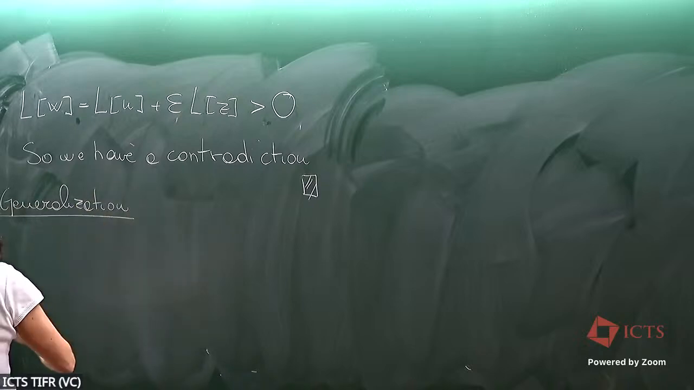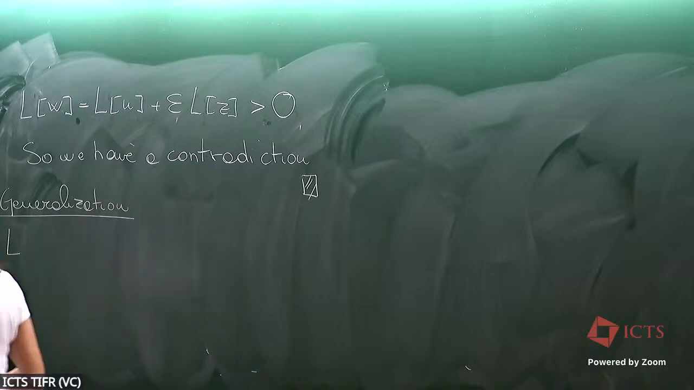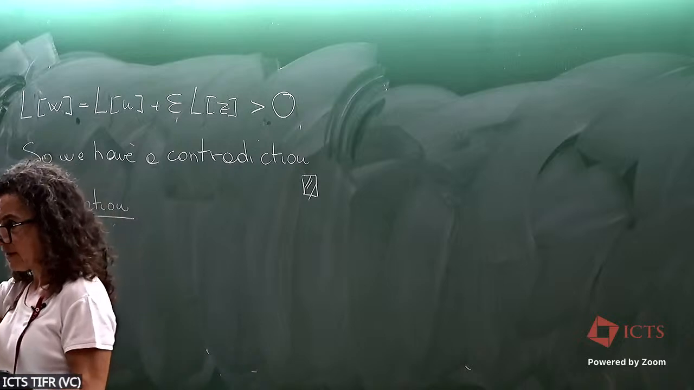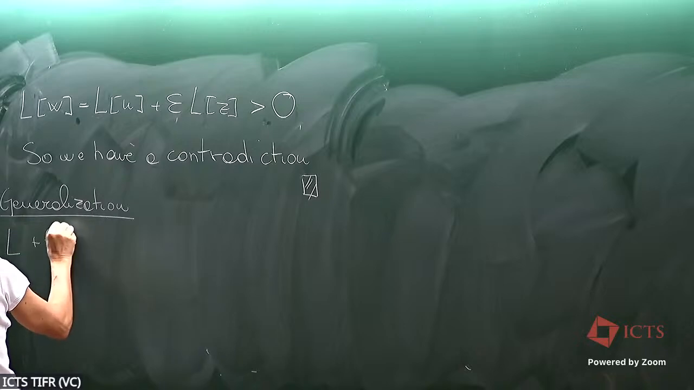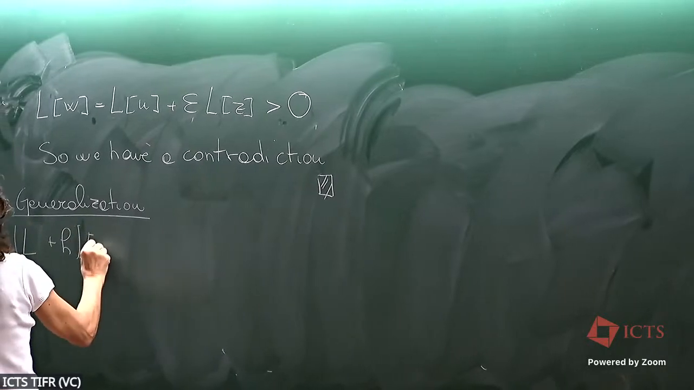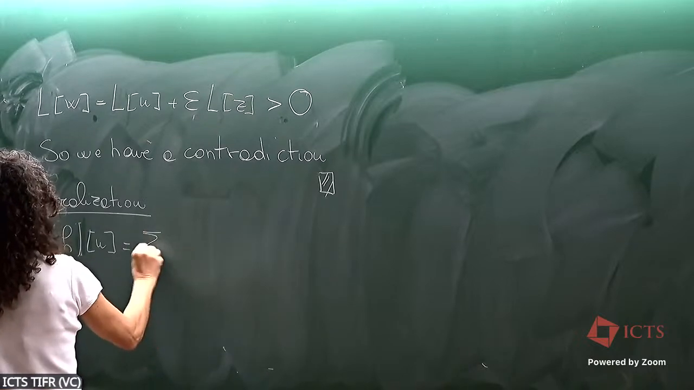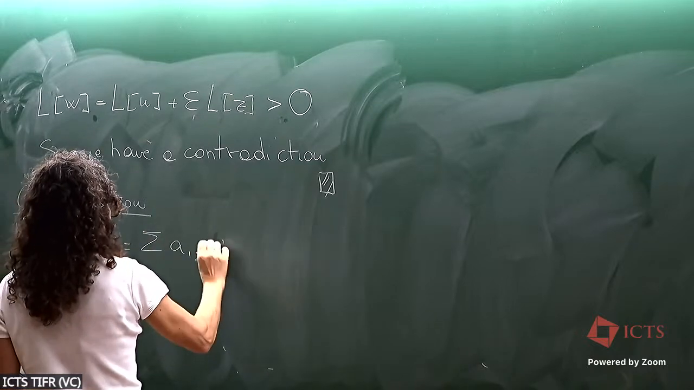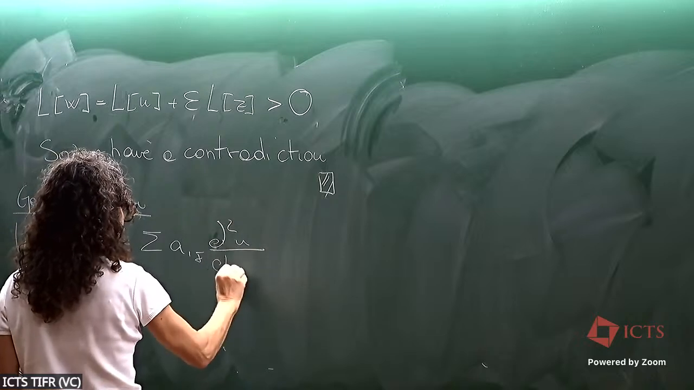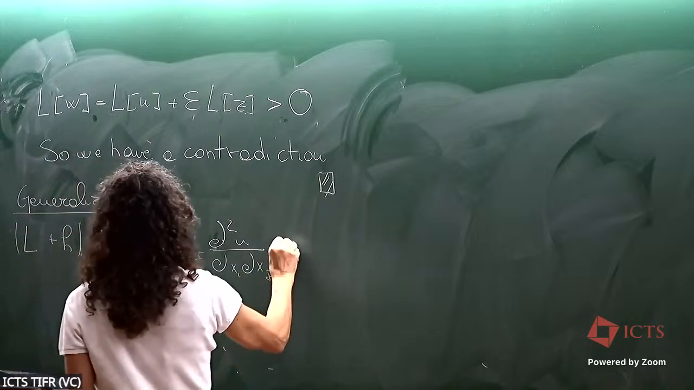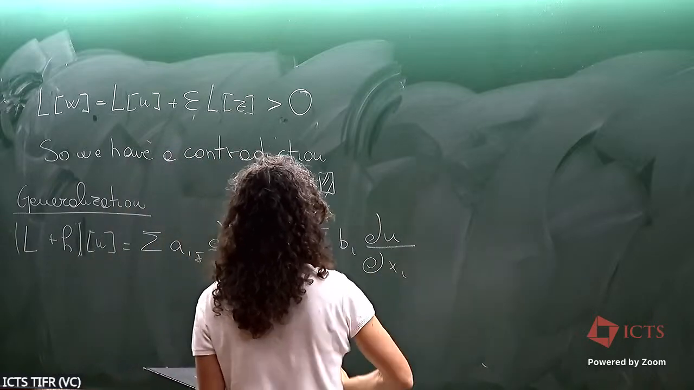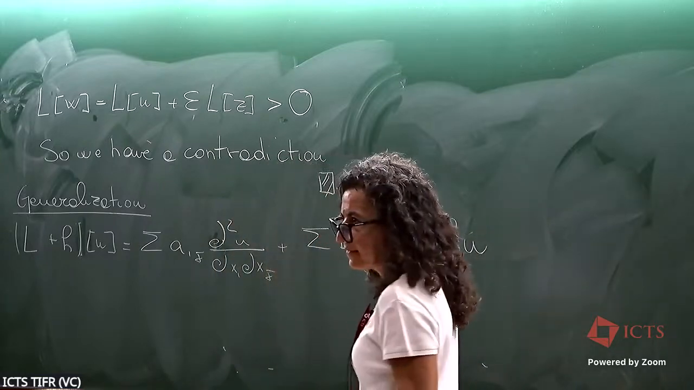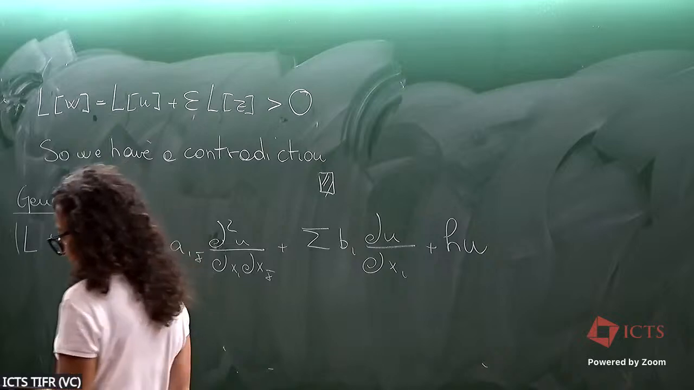That is the following. If you take an operator like before, with the second order part and the first order part plus h, let me write it. Lu is like the sum of a_ij d squared u dx_i dx_j plus the sum of b_i du dx_i plus hu, where h is a function, again bounded maybe, and so on.